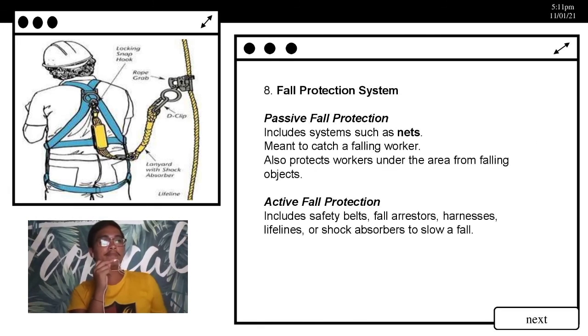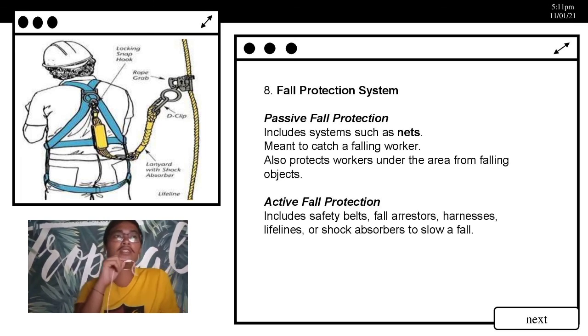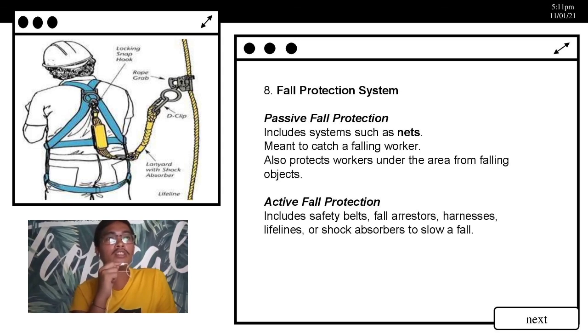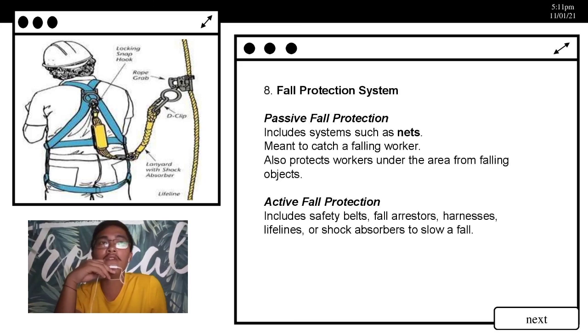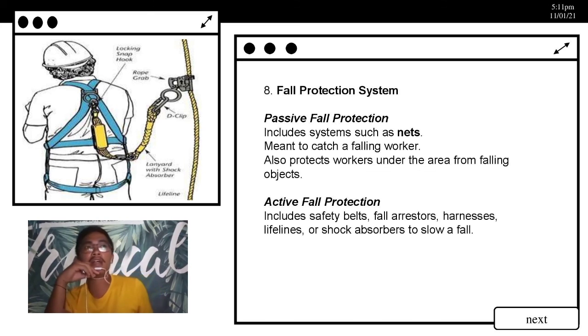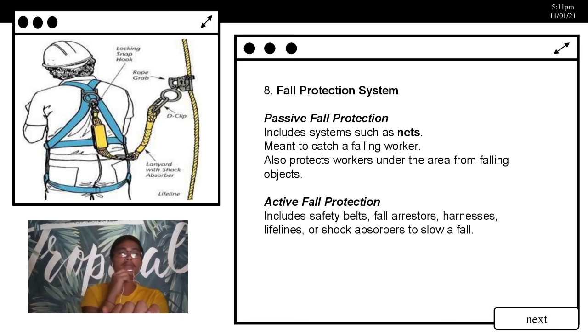So the next one is the fall protection system. It comes with two types. The first one is the passive fall protection, which includes systems such as nets, meant to catch a falling worker, and also protects workers under the area from falling objects. So these are for when you are working in a workplace or a company that involves climbing and there is a high tendency that you might fall, so you have to use this kind of protection.